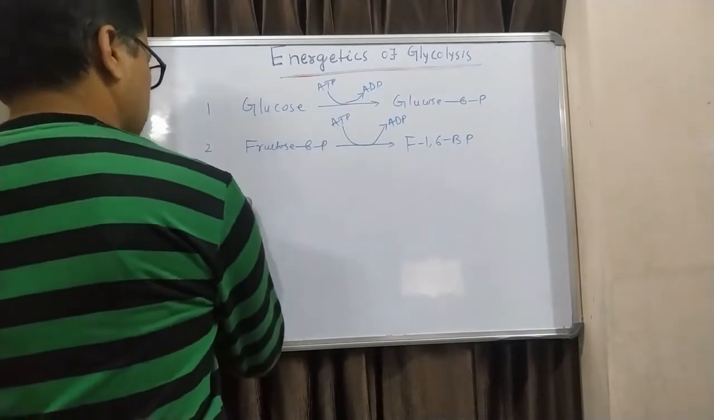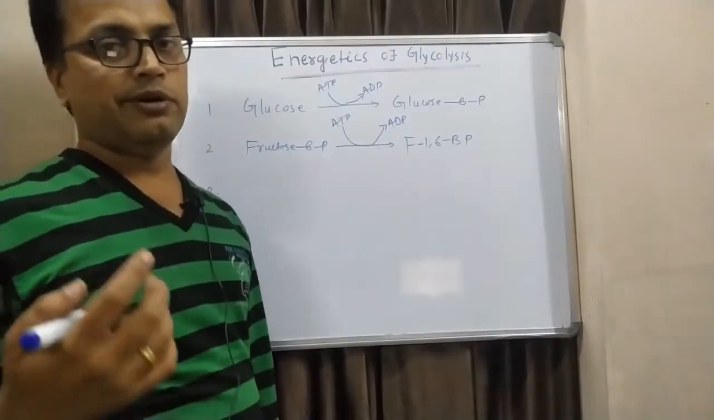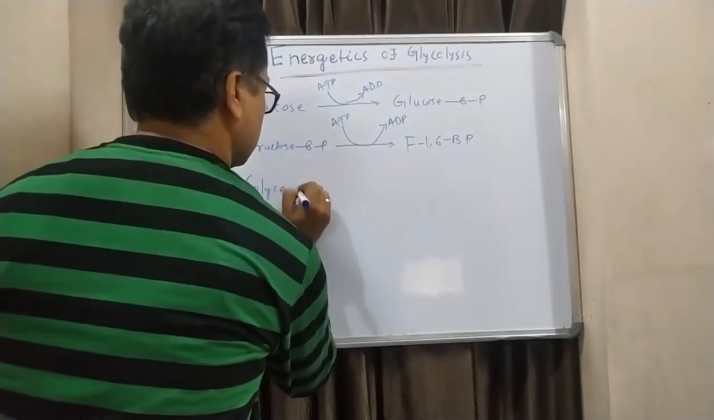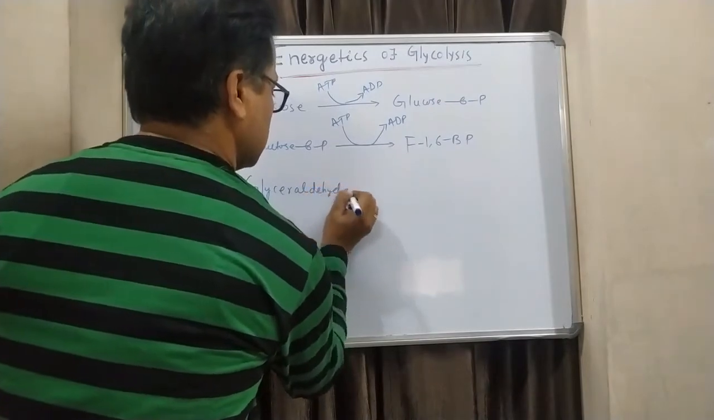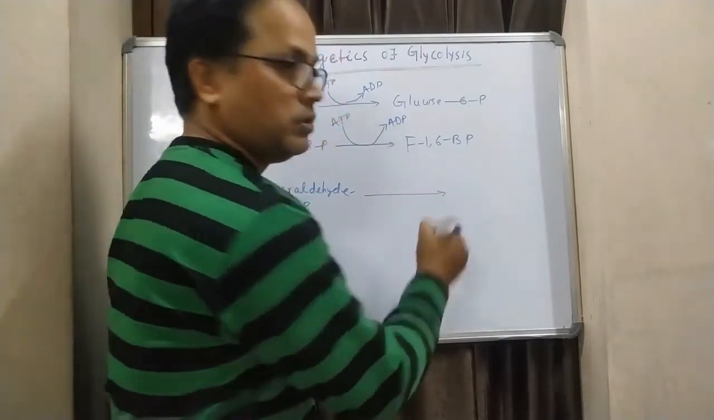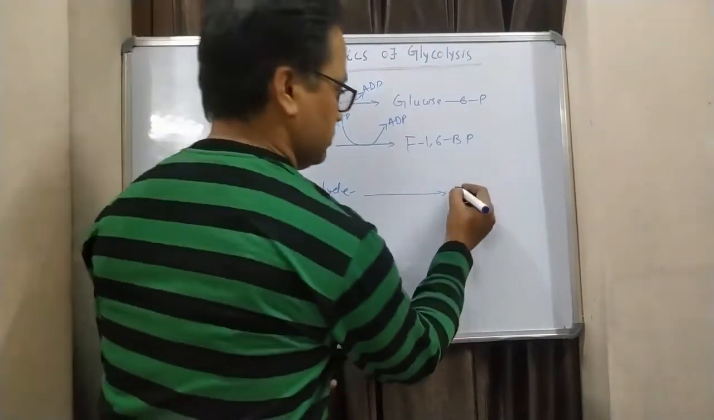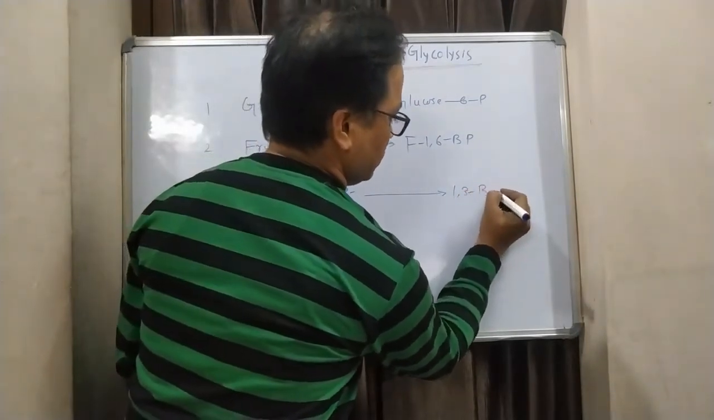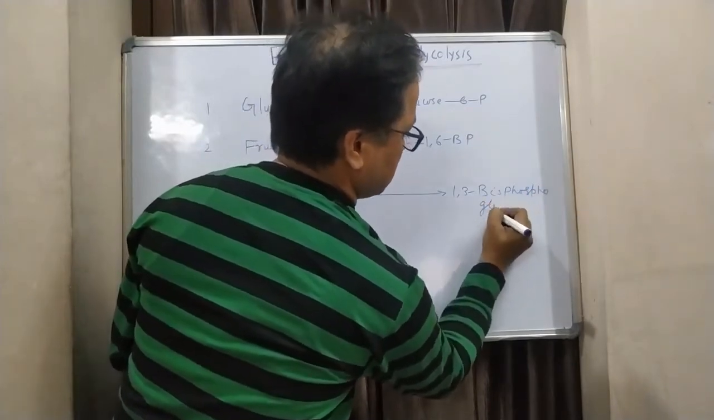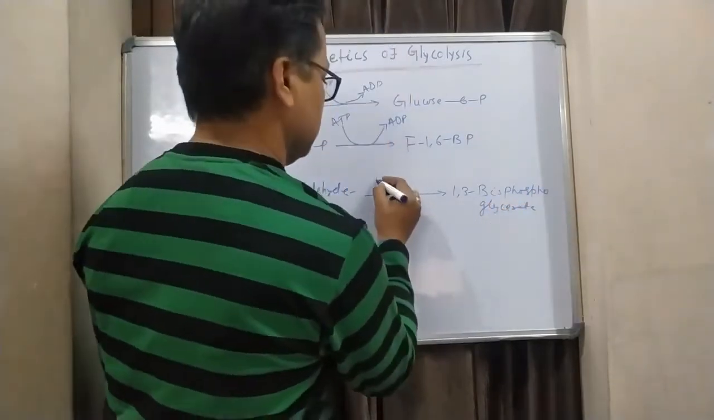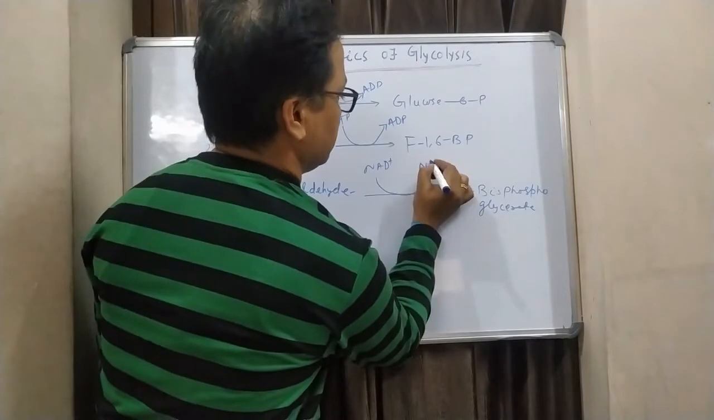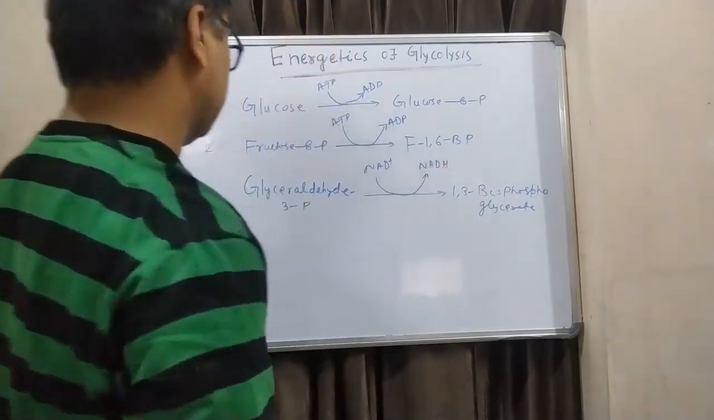Another reaction, the third step where a molecule is involved, is where glyceraldehyde 3-phosphate is converted to 1,3-bisphosphoglycerate. There we have used NAD plus and we got NADH.